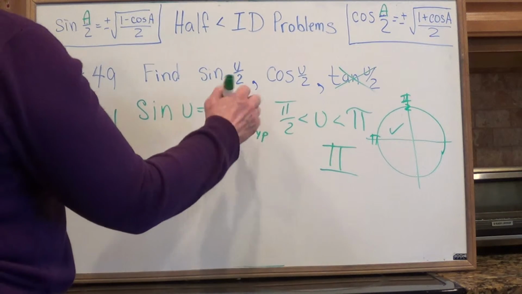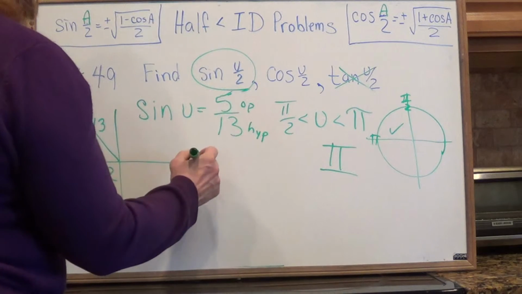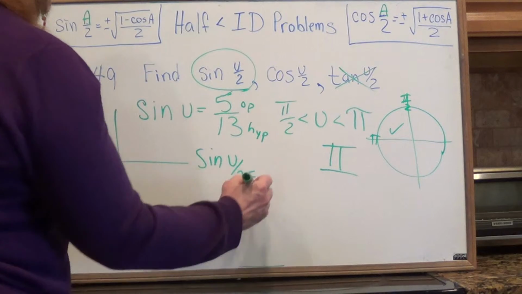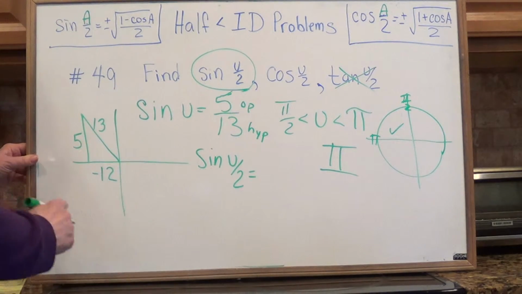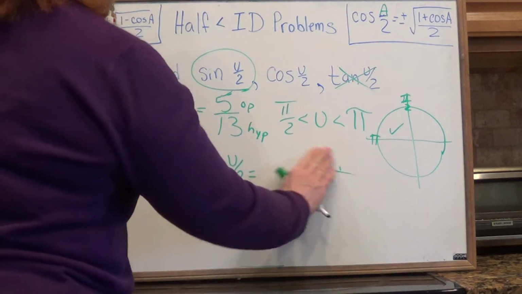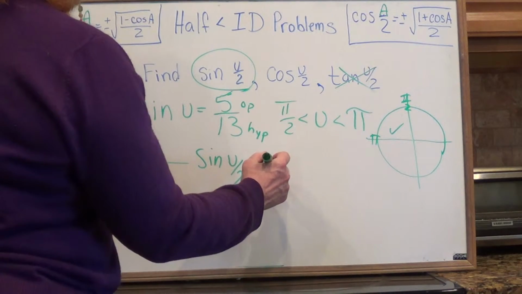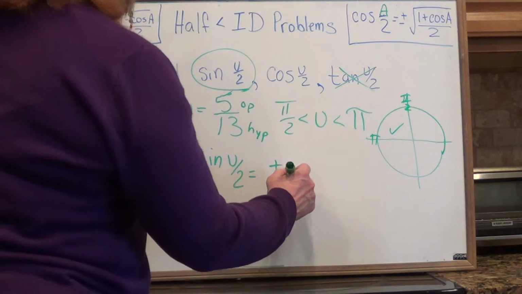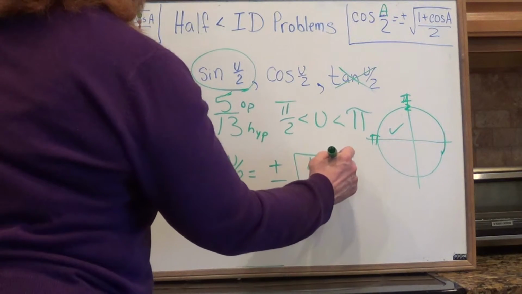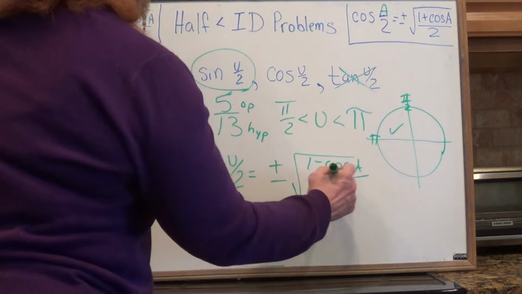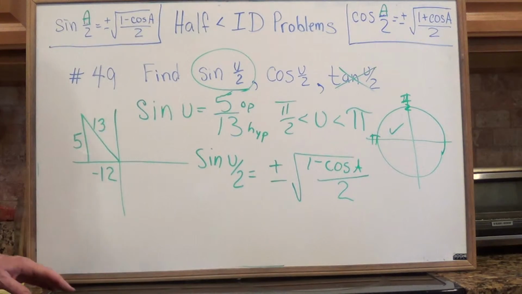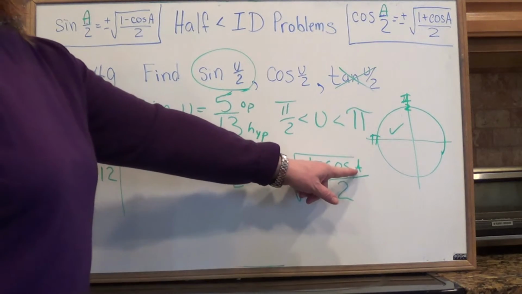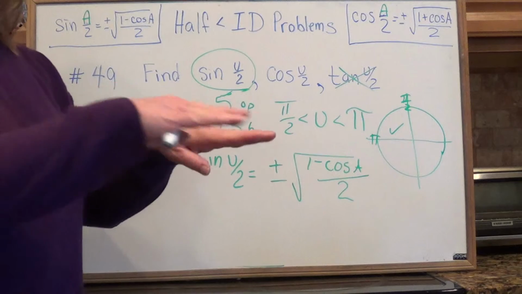All right, now the problem asks us to find the sine of u over 2. So I'm going to write out the formula. And we will need this triangle to do part of the formula. And it's going to be, since we're looking for sine, plus or minus the square root of 1 minus cosine of a over 2. All right, I want you to pause now. I want you to choose whether it's plus or minus, and I want you to put in the value that goes for a. So pause.